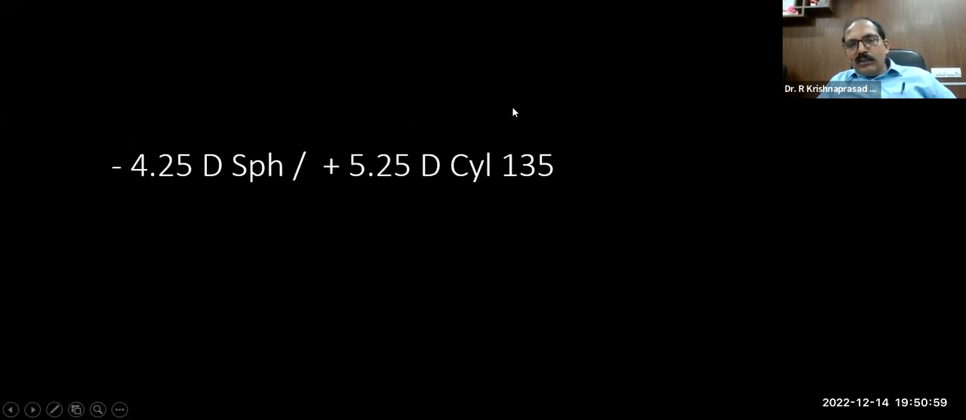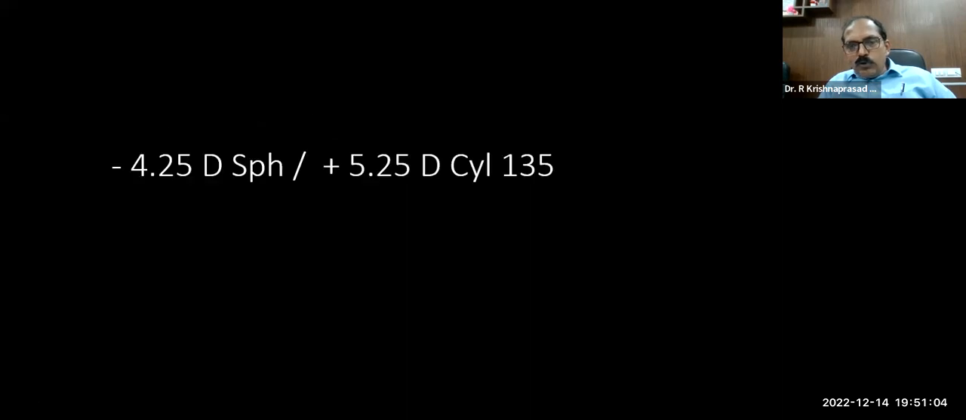Okay. So let us go with this. It is plus 1 minus 5.25. So the algebraic sum will be minus 4.25 sphere. Got it? Then the cylinder becomes plus 5.25. 45 will become 135. So it will be this value. So this value versus this value. This is the transposed value of this. So again, algebraic sum of the sphere and cylinder, put it as the sphere. Keep the cylinder as it is. Change the sign. And make the axis perpendicular to the present axis.